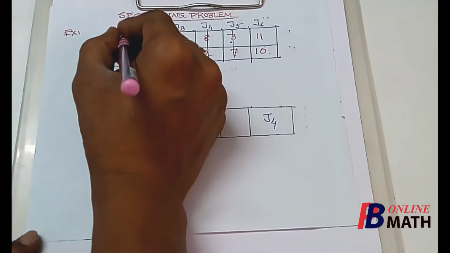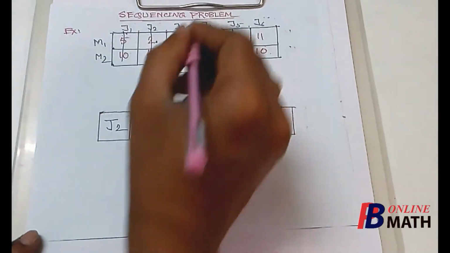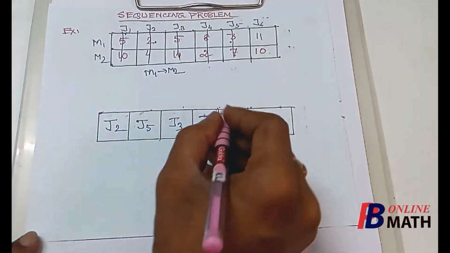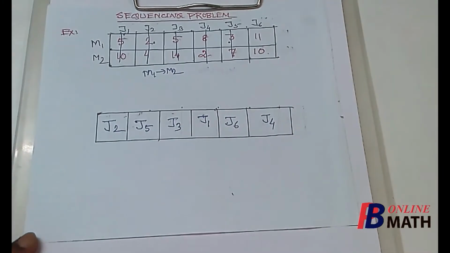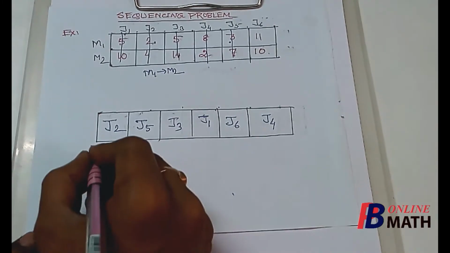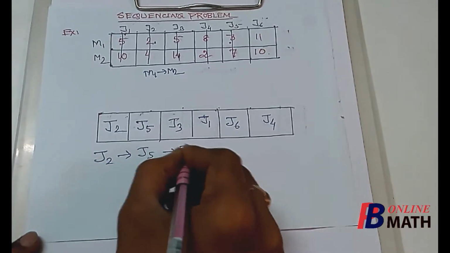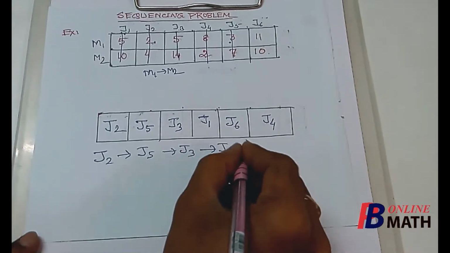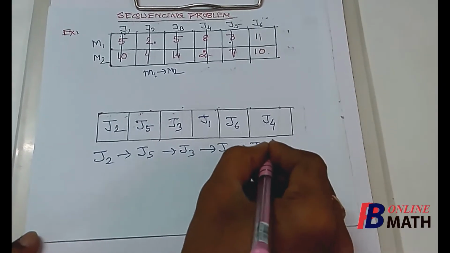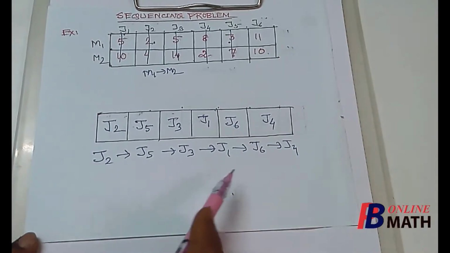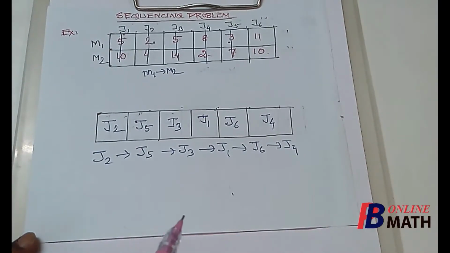So now we can discard both J1 and J3. Now only one spot is remaining and only one job is remaining. So we shall put J6 here. So this is the required optimal sequence of jobs. The optimal sequence is J2 to J5 to J3 to J1 to J6 to J4.